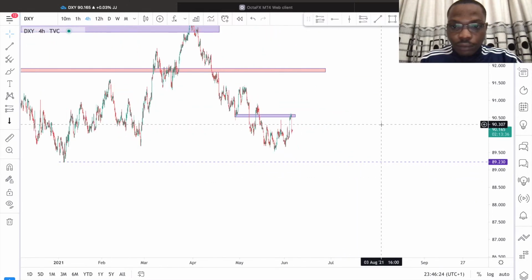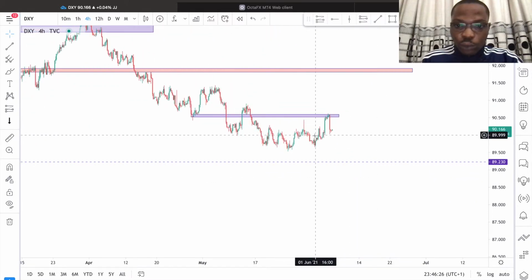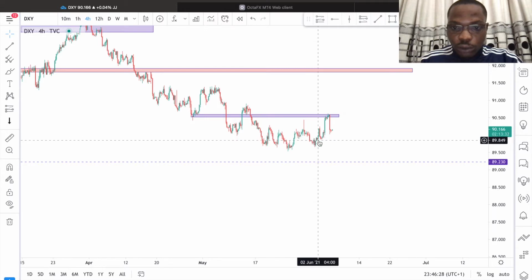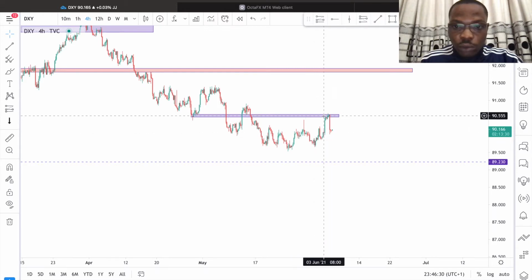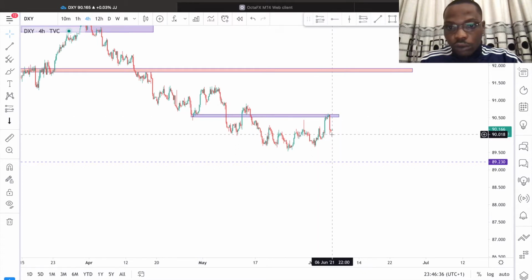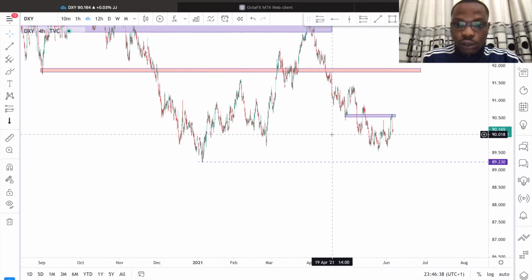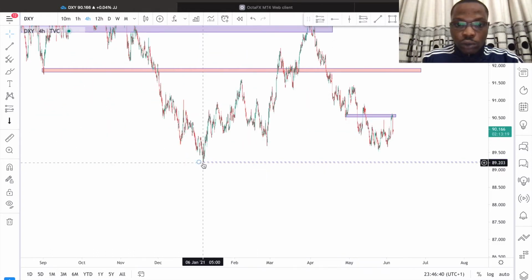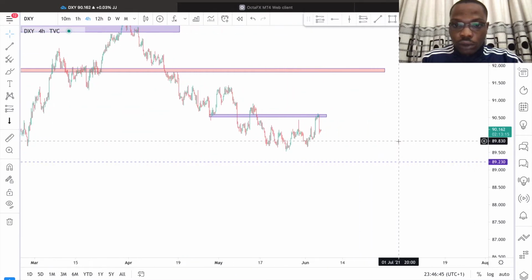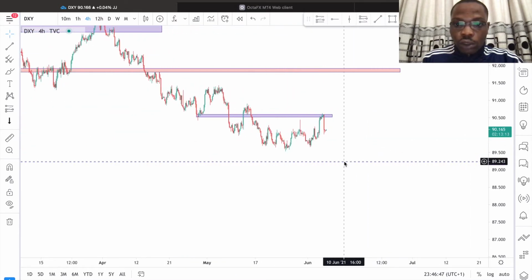In the past 1 week, the dollar had been appreciating, but it hit this resistance level on Friday, and it has dropped significantly since then. We see the most recent low being this 89 level, and the market seems to be heading towards that low.